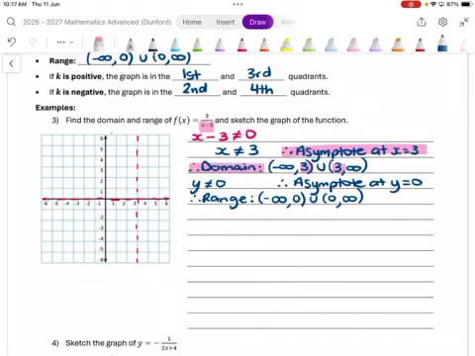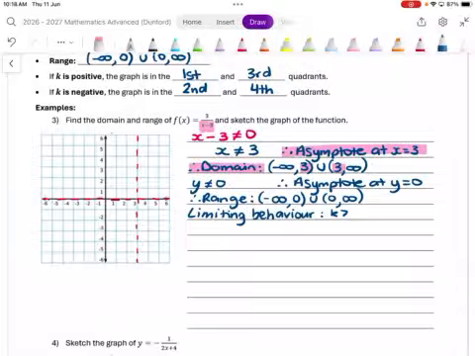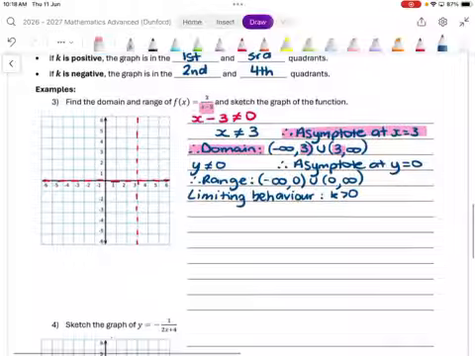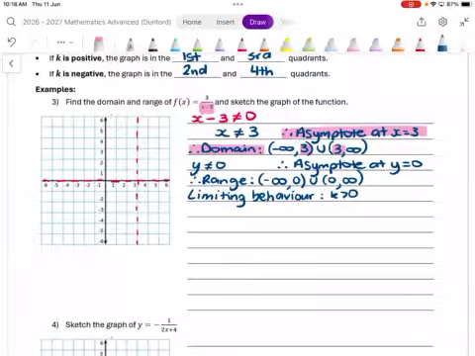Okay, what we have is something called limiting behaviour, which we touched on when we looked at our polynomials or our cubics. So our limiting behaviour is that k is greater than 0. So there is no negative out the front of our function. In 4, you can see that there's a negative out the front of our function. So that means that k would be less than 0. Okay, so if k is greater than 0, that means we're in our first and our third quadrants.